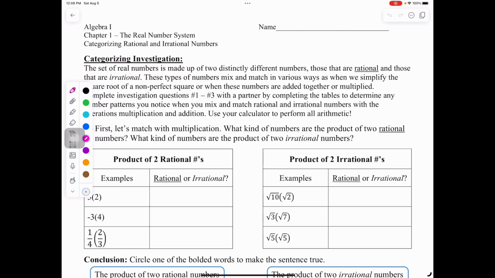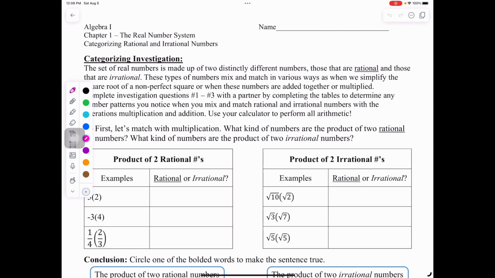Our next lesson is called Categorizing Rational and Irrational Numbers. It says the set of real numbers is made up of two distinctly different numbers, those that are rational and those that are irrational. If you remember from the real number system, we took the real number system as all numbers and we split them into two groups, rational and irrational.